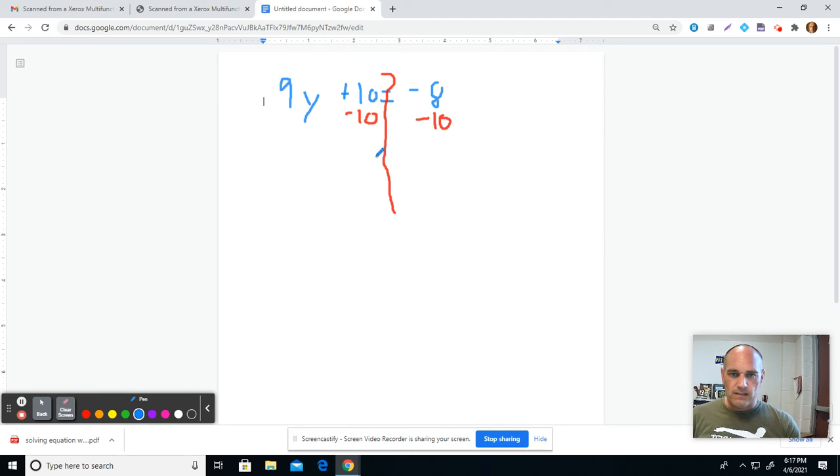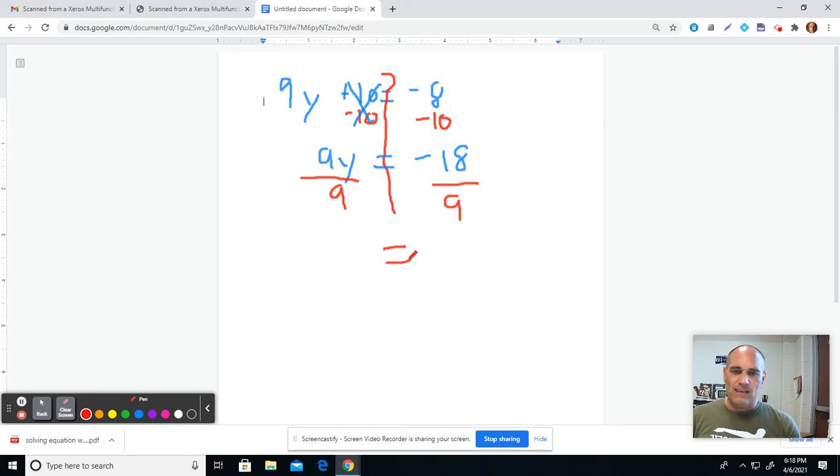All right, so let's kind of clean this up a little bit. On the left, positive 10 and negative 10 gives me a 0 pair. They're gone. All I have now is 9y. On the right, I have a negative 8 and a negative 10, which now gives me a negative 18. So now I have 9y equals negative 18. Well, this is a multiplication equation. I always get rid of multiplication by dividing, and I always divide by the number attached to the letter. So I'm going to divide both sides by a 9. Notice we do the exact same thing every time. Remember, this is the work that I have to see.